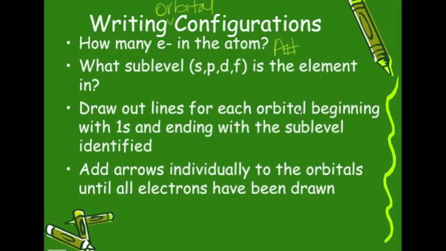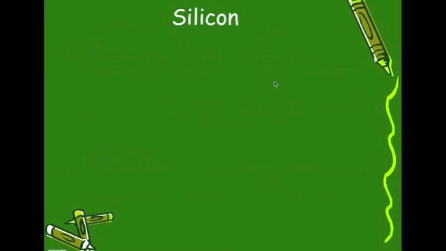Draw out the lines for each orbital, starting at 1s and ending with the sublevel that you identified up here. And you're going to be drawing a lot of blanks. And then add your arrows until you match up to the atomic number. So for some practice on that, remember you can pause this anytime you want. You can rewind if you need to hear me re-say something. So I know we did silicon in class, so I'm actually just going to leave this screen blank and we'll just do a bunch of different elements that I just kind of pick at random.